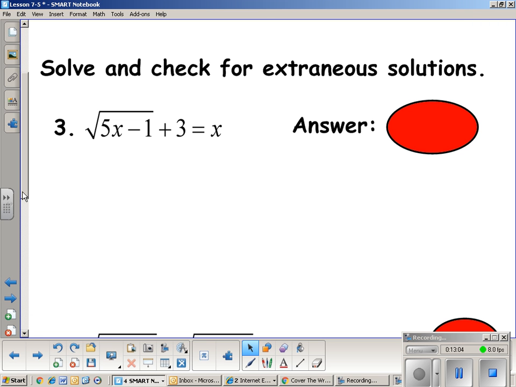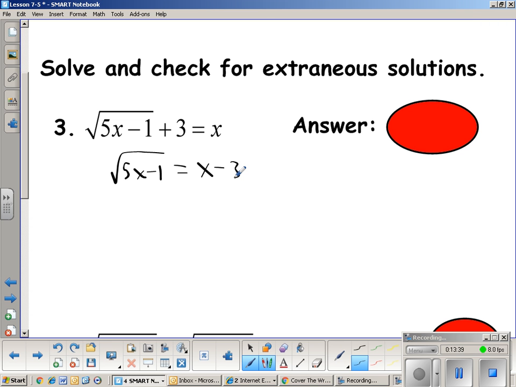What do you think we should do? What's step 1? Janelle, what's step 1? Get the radical by itself. What's in the way of having the radical by itself? The plus 3. So you want to subtract 3 from both sides. So we have an x minus 3 over there, right? Okay.